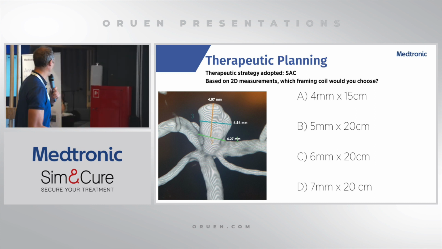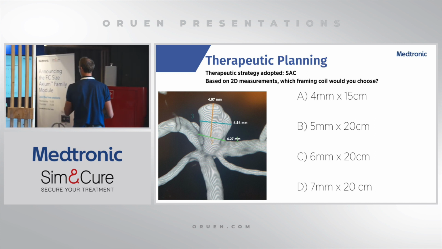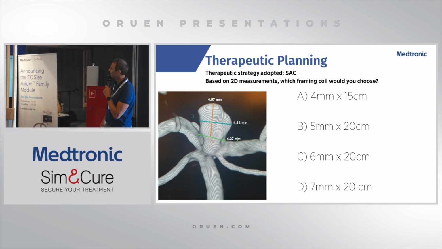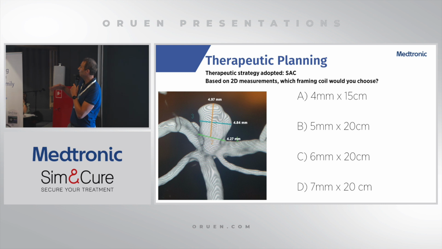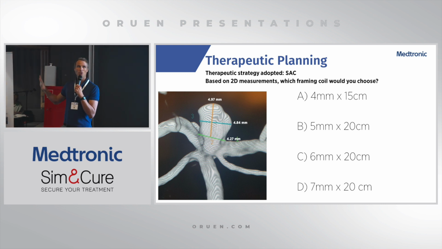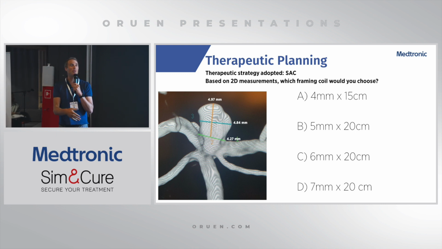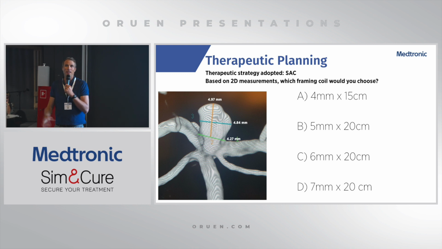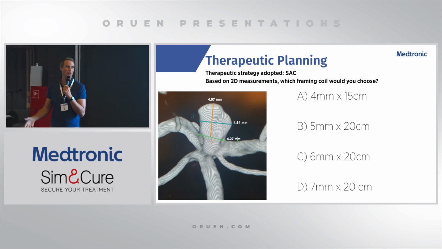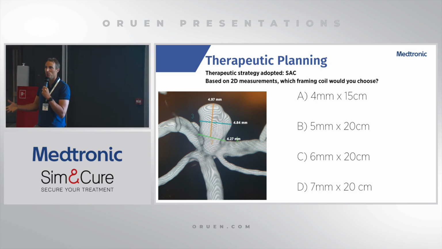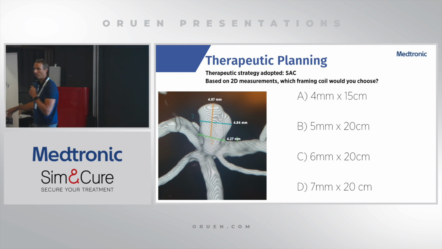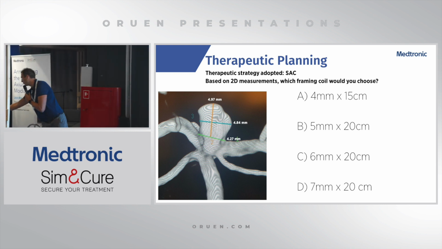Just tell me. So would you put a 4 by 15, a 5 by 20, a 6 by 20, a 7 millimeter by 20? Just A, B, C, D. There is no good answer, there is no bad answer, it's just a survey, just to see how heterogeneous it is. I hope maybe the first choice. You get it? So then you will have the survey launching.